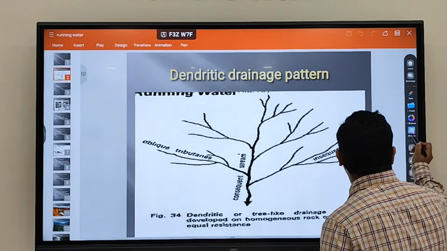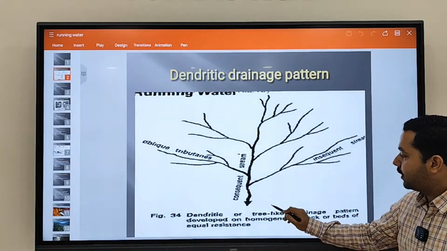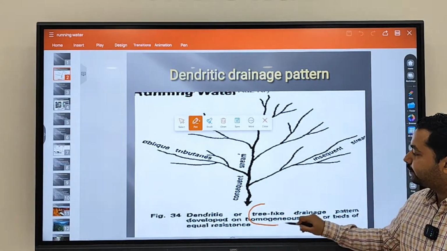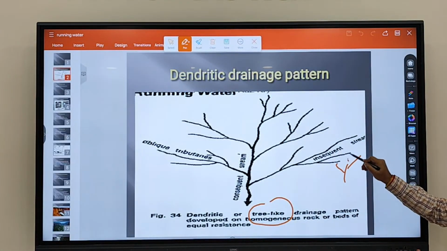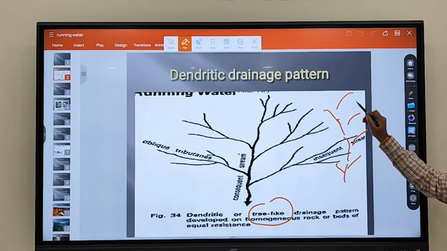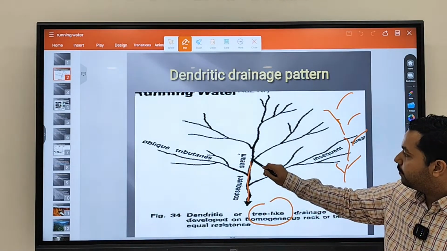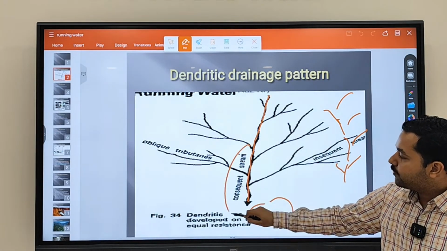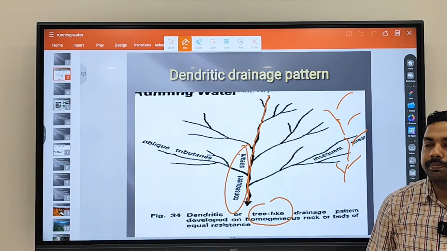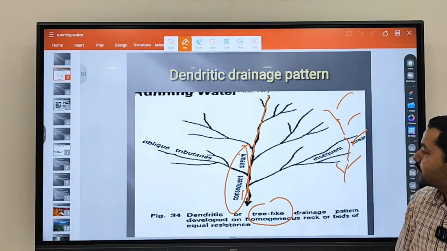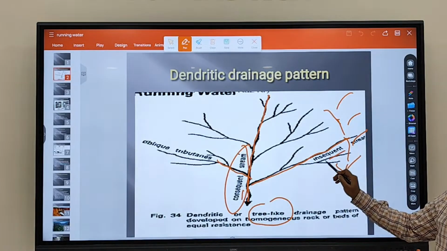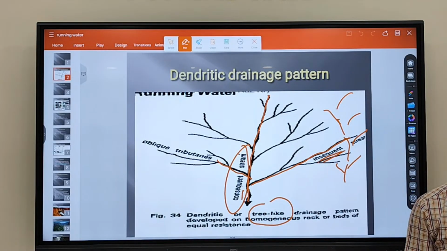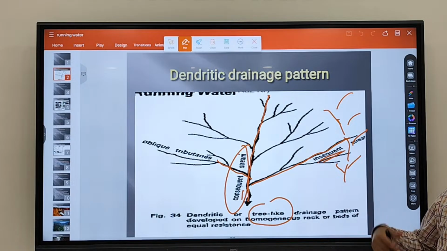This type of drainage pattern is called a tree-like drainage pattern. Why is it called tree-like? It branches out, like a tree branching out. The main part of the river is called the consequent stream. And the tributaries which come and join the river are referred to as insequent streams. Clear?